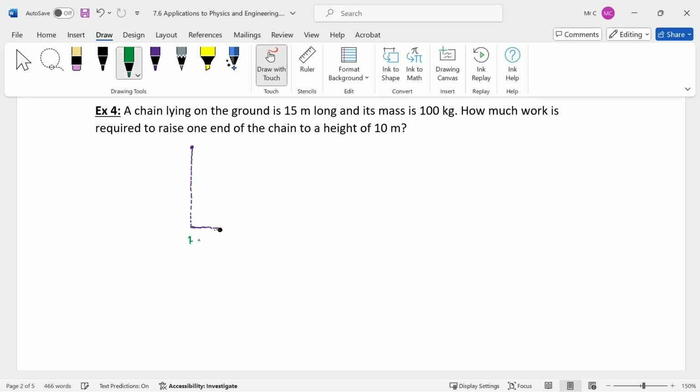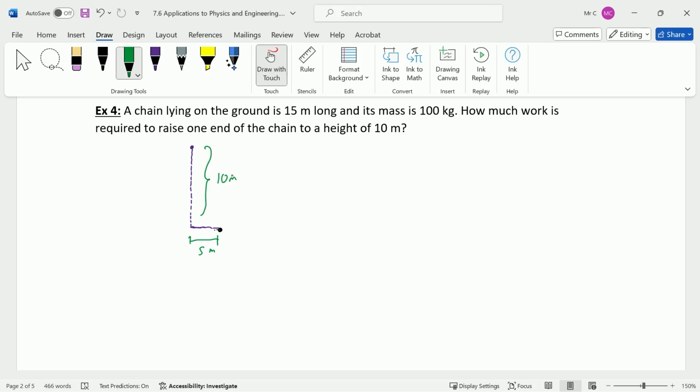So the idea is what's left on the ground here, that's 5 meters. And what's been lifted is 10 meters. And we make some assumptions here, like we assume that the density of the chain is the same all the way through, and we assume that we're lifting the chain perfectly perpendicularly as we lift. But that's okay. Those are standard kinds of assumptions to make.